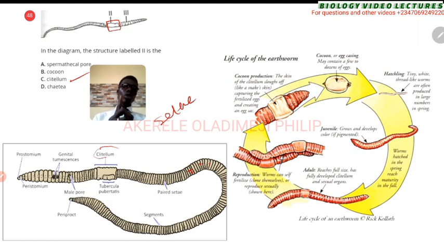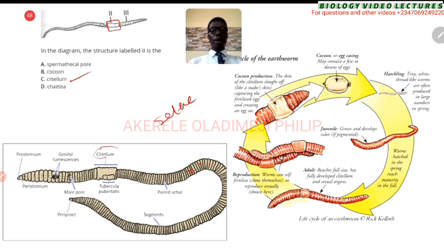Someone once asked me this question, and I think I should answer it here now. He asked, are earthworms hermaphrodites or not? They are actually hermaphrodites, yes. They have male genitals and female genitals on the same organism. However, there's a problem. The problem is that they cannot fertilize themselves. This single earthworm cannot self-reproduce, so it needs the help of another one.